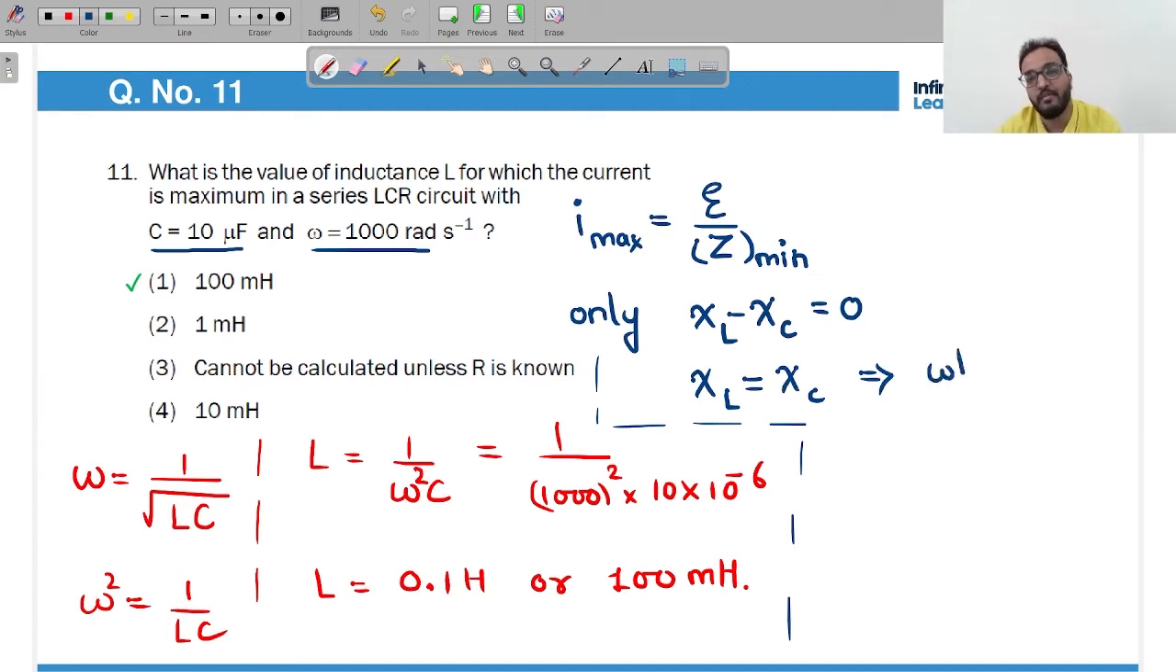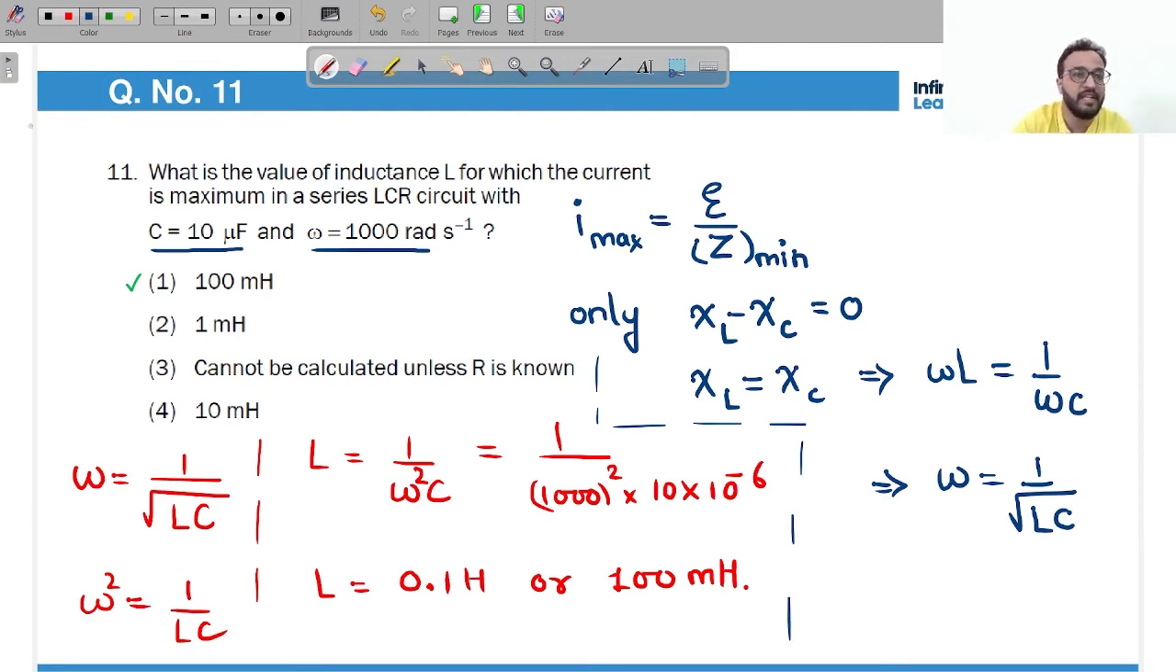So you will say omega L is equal to 1 by omega C. From there you will say omega is 1 by root over LC. Can you see that? So I have applied this here as well. Now you can see the solution, 1 by root over LC. Put the values, you will find L, which comes out to be 0.1 Henry, or 100 millihenry.